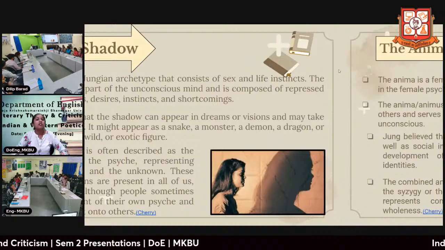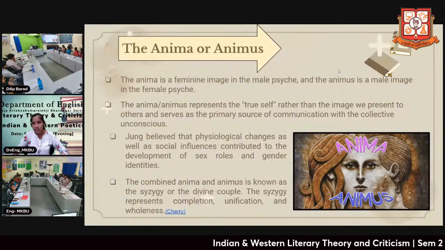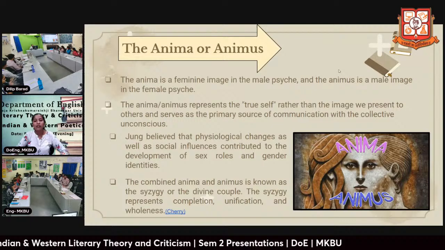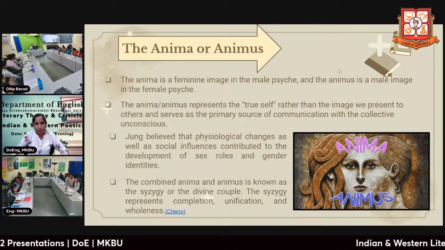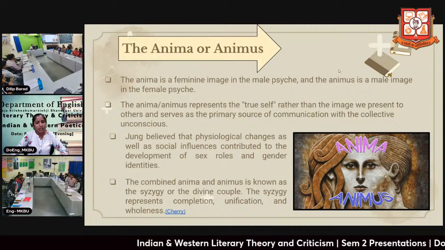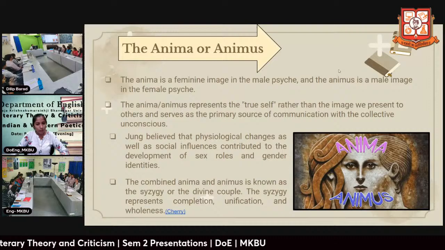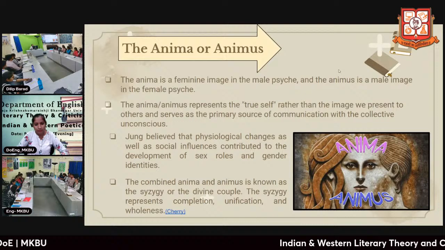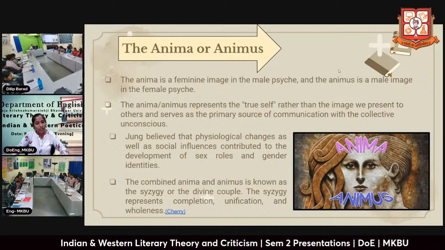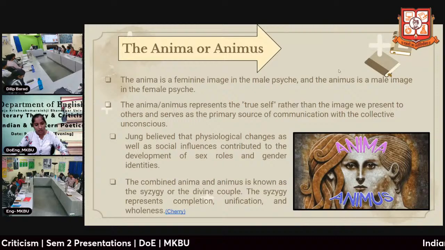The anima is a feminine image in the male psyche and the animus is a male image in the female psyche. The anima or the animus represent the true self rather than the image we present to others and serve as the primary source of communication with the collective unconscious. Jung believed that psychological changes as well as social influence contribute to the development of sex roles and gender identity. The combined anima and animus is known as the syzygy, or the divine couple. The syzygy represents completion, unity, and wholeness.